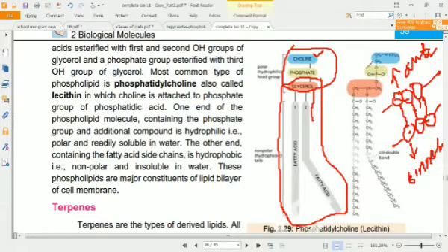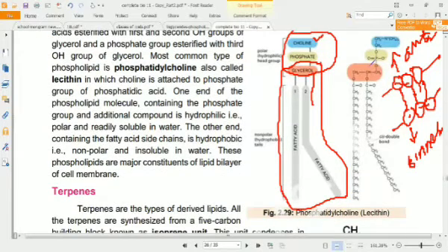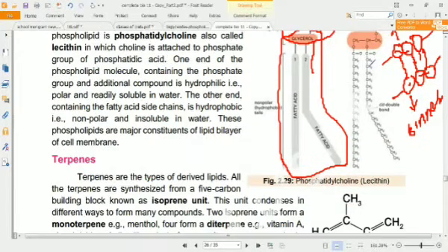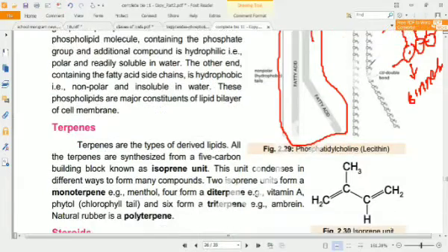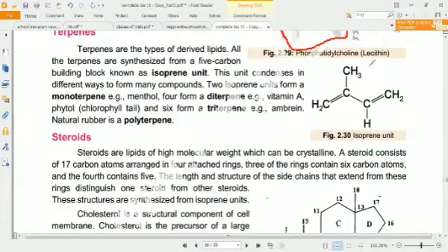Here is glycerol, this yellow one is the phosphate group, and this one is choline. So that is called lecithin. And these are the major constituents of the plasma membrane.